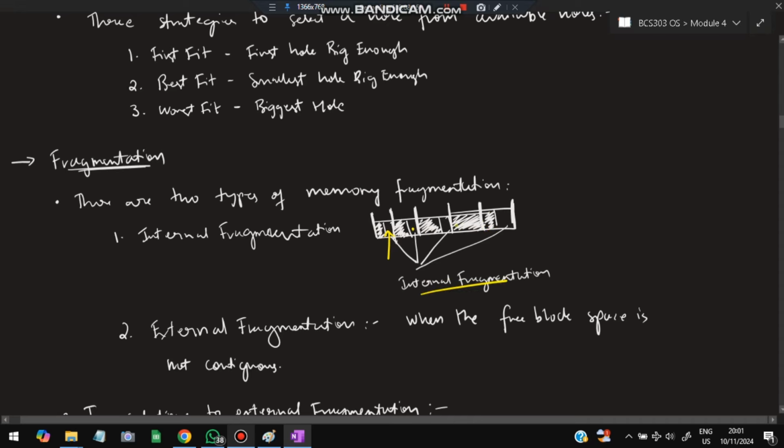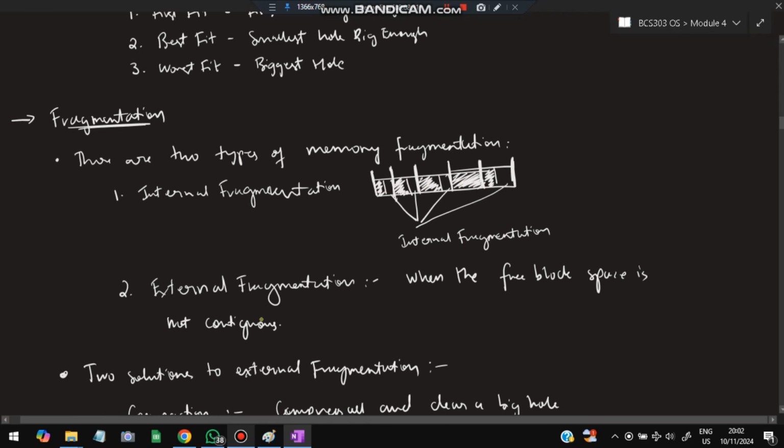Because the process requires a free block, it needs a full block, so these spaces are being wasted. This concept is called internal fragmentation. External fragmentation is when free block space is not contiguous. This is also similar to internal fragmentation but at a higher level. Okay, so here these spaces need to be used.